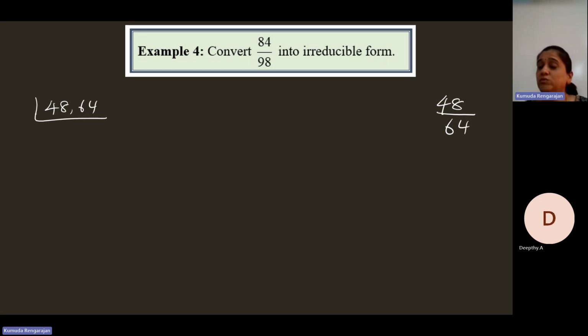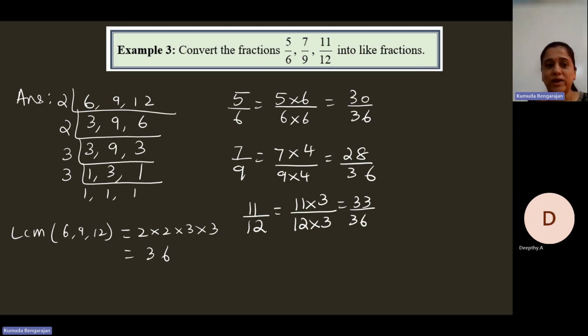How? For HCF, you must divide both the numbers by the same number. Both the numbers should be divisible by the same number, not like LCM. For LCM, when you're finding the LCM of two or more numbers, you can use any prime number even if one of the numbers is divisible. Like earlier, 6, 9, and 12. 9 is not divisible by 2, but you can use 2 because 6 and 12 are divisible by 2. But you cannot use this procedure for HCF. For HCF, you should use a prime number which divides all the numbers given.